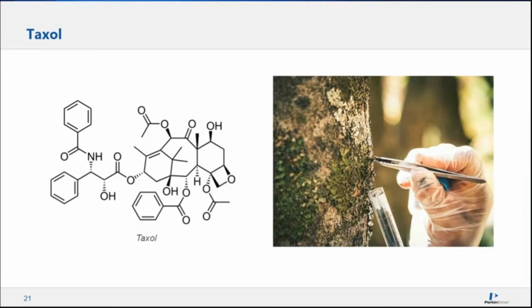Another situation where the pentafluorophenyl is useful is complex natural product analysis. In this case, this stationary phase was utilized to separate Taxol, which is an anti-cancer drug isolated originally from a natural product, the bark of the Pacific yew tree.